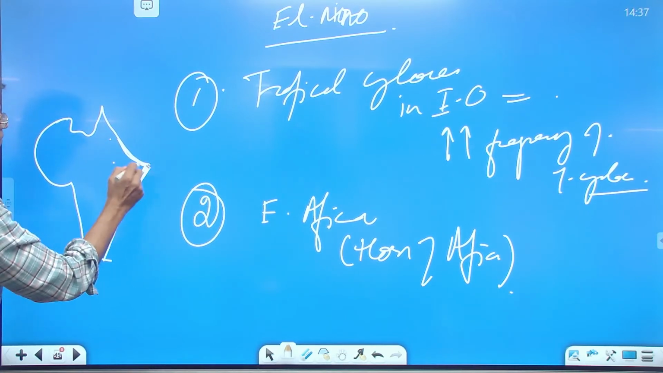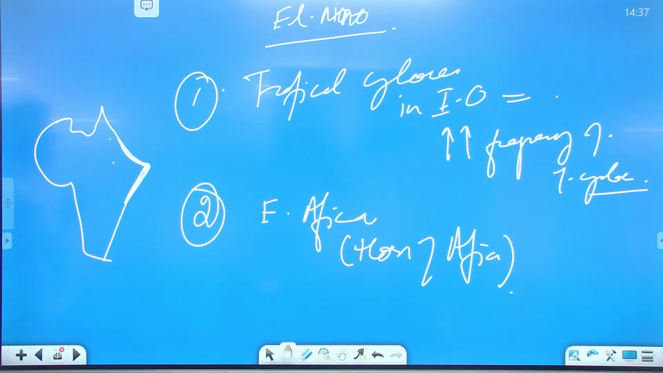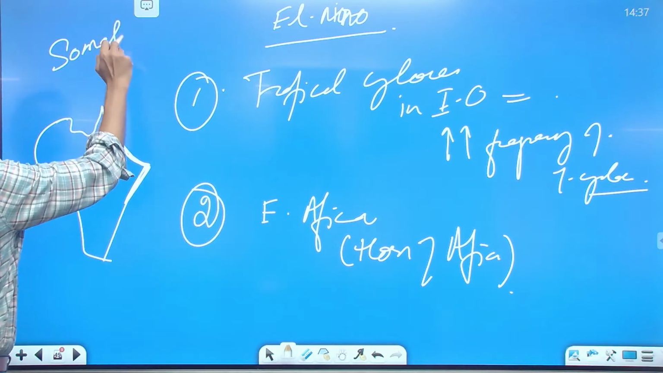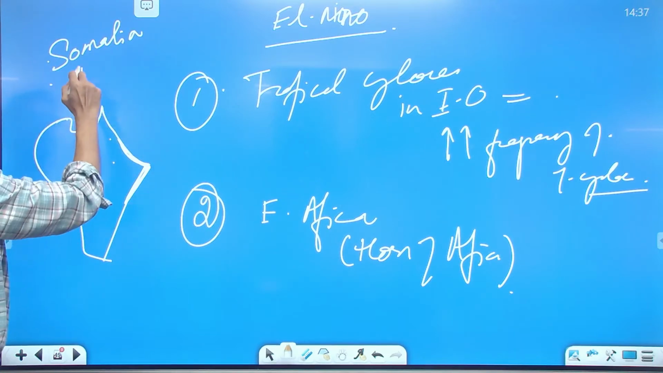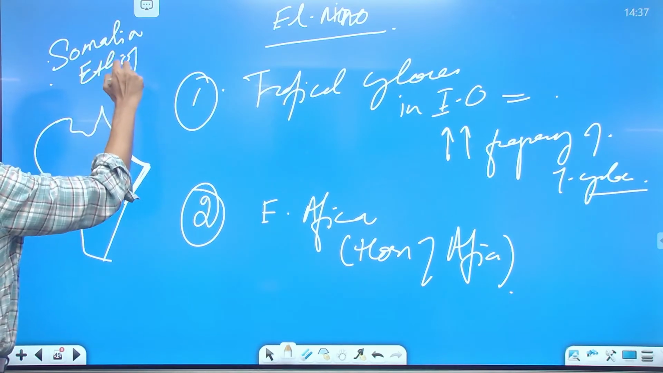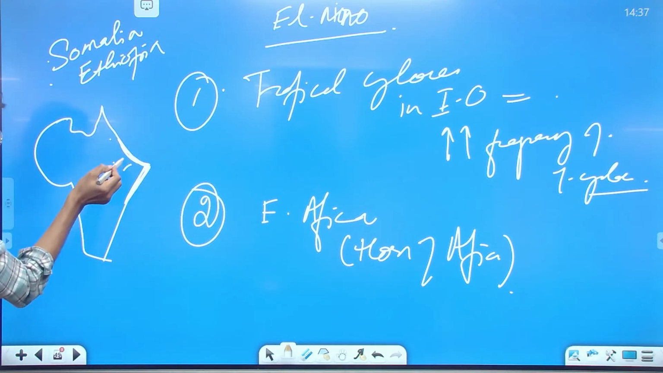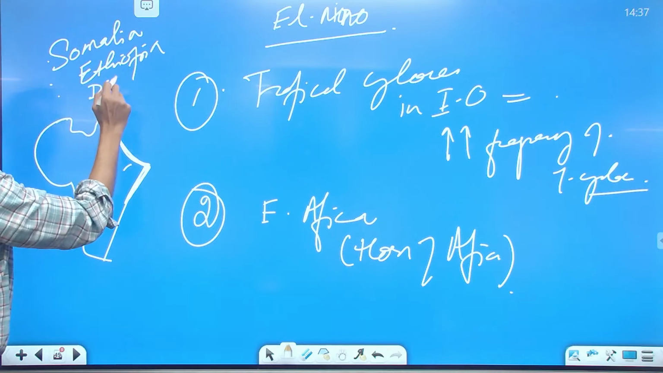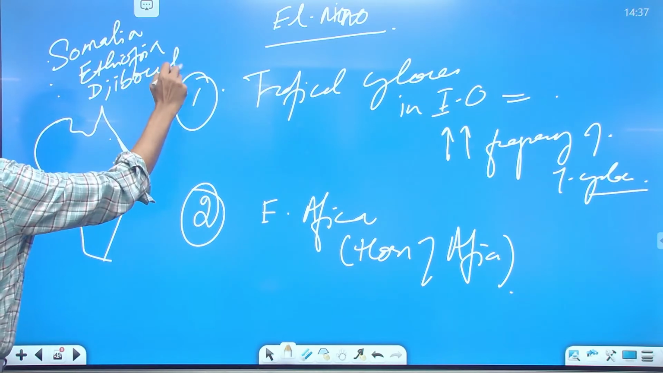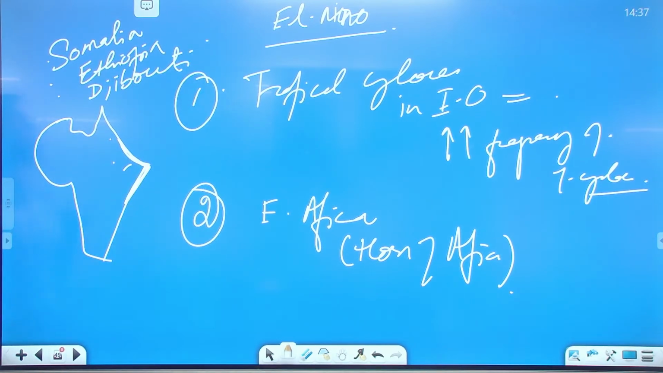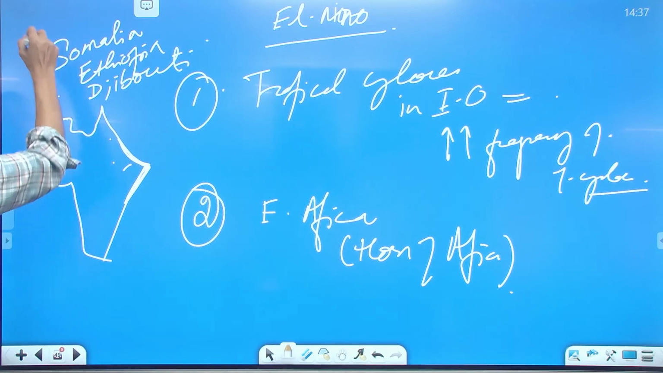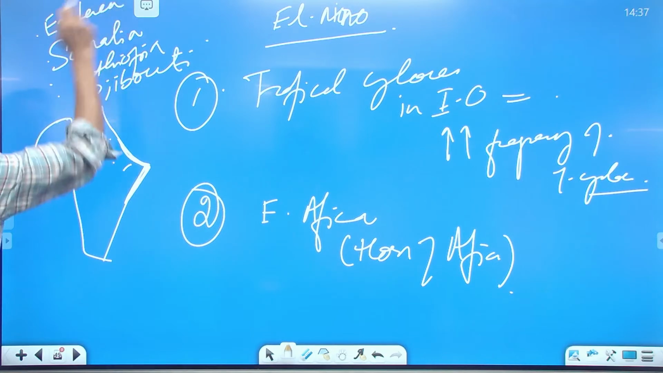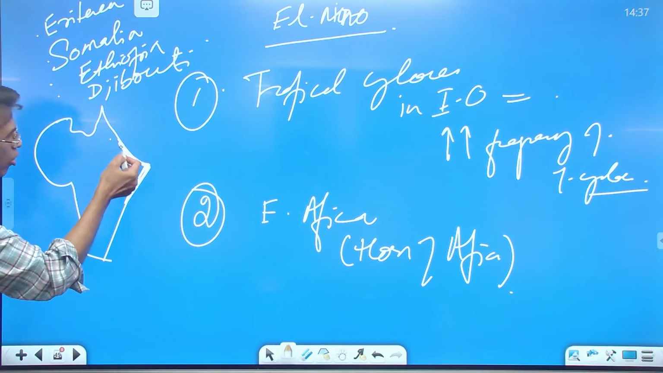Which countries make up the Horn of Africa? Okay, Somalia, Ethiopia. ये सोमालिया है, यहाँ पे इथियोपिया है, Ethiopia. Then we have Djibouti, D-J-I-B-O-U-T-I, Djibouti. What else? We can also include Eritrea. Eritrea. This is called the Horn of Africa.